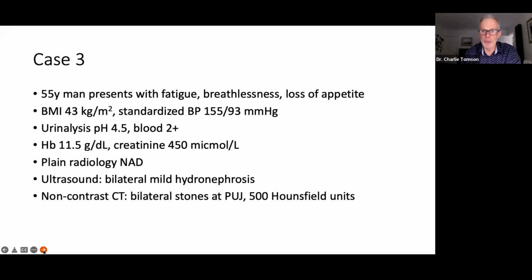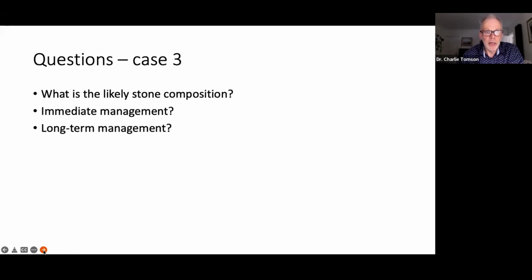And I'm aware that I'm speaking to an audience that may find access to the non-contrast CT very much more difficult than it is in the West, but a non-contrast CT shows bilateral kidney stones at the PUJ. Again, what's the likely stone composition, immediate management and long-term management?